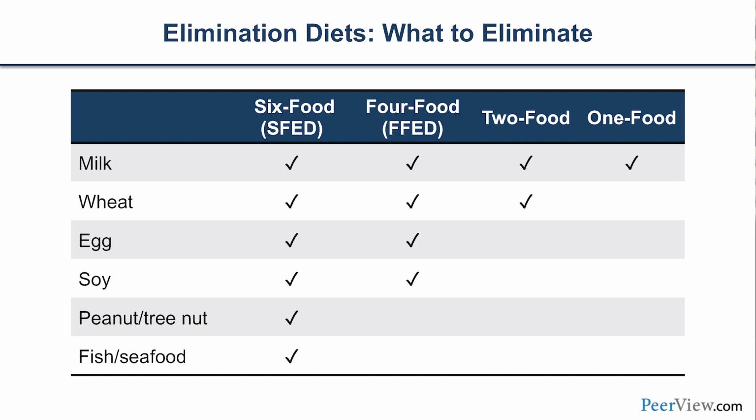Because of that, a 4-food elimination diet was developed, eliminating meat, milk, wheat, eggs, and soy. And this was because the nuts and the seafood tended to be infrequent EoE triggers. Still relatively restricted, and so more recently, investigators have looked at 2-food elimination diets of milk and wheat, and even 1-food elimination of just milk, which is the most common EoE trigger.